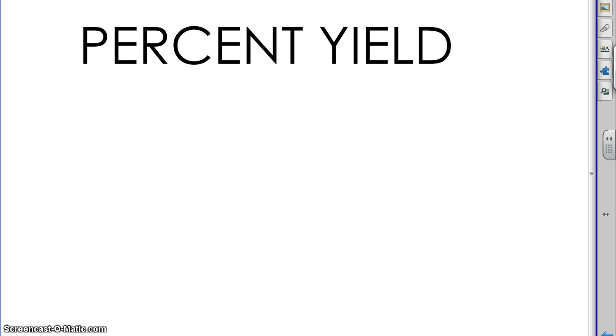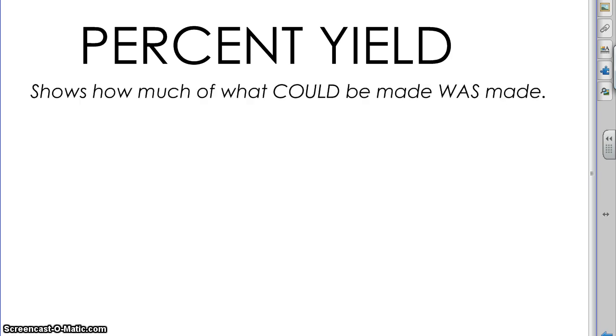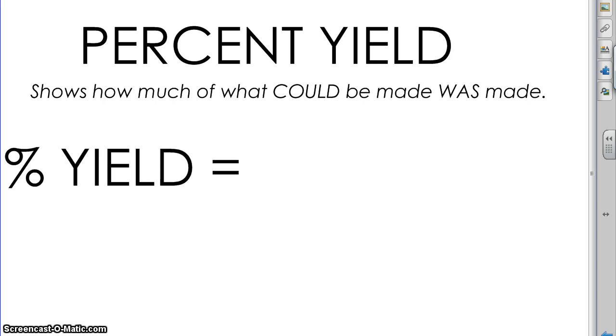So what about percent yield? Well, percent yield is this. It shows how much of what could have been made was made. It's a ratio. So did I get 100%? If I was supposed to get 12 grams and I got 12 grams, I got 100% yield. But if I got 6 grams, that's 50% yield. And so that's how it works. So how do we calculate that? Well, how do you find the percent yield?